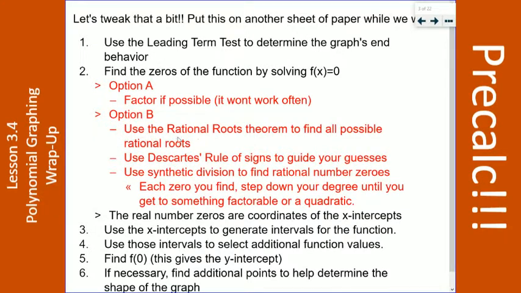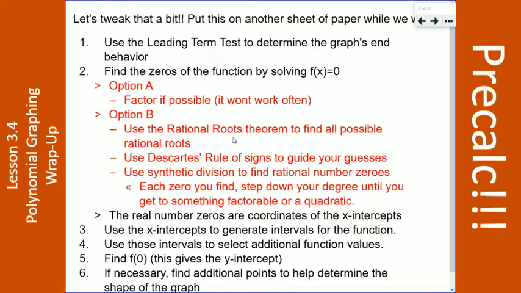We're going to use the rational roots theorem to find all the possible rational roots. And then we're going to use Descartes' rule of signs that we talked about yesterday to guide those guesses, to figure out what we should be picking. Then we're going to use synthetic division to find rational number zeros.